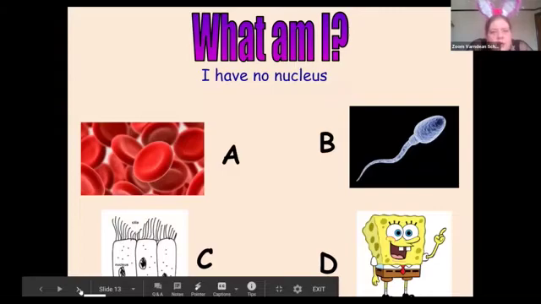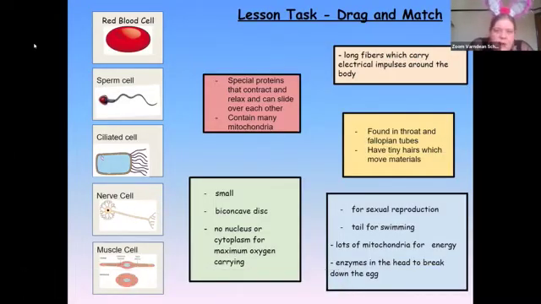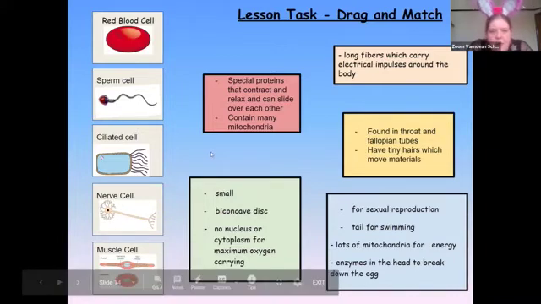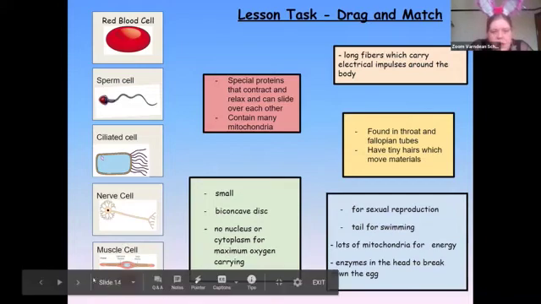Okay, right. Here is your little lesson task, number 1, for after the webinar is done, and I've just done a drag and match. So you can see down the side here, we've got red blood cell, sperm cell, ciliated cell, nerve cell, muscle cell, and then I've got 5 boxes with descriptions. Your job in your lesson will be to just grab a box and drag it and match it next to the right picture. So you'll have to read the information in the boxes, and then you just drag it and match it to the correct picture. And then your teachers will check that you've hopefully got those right.